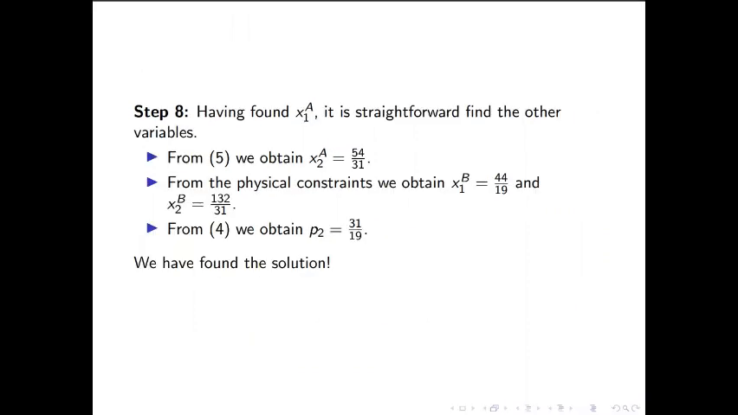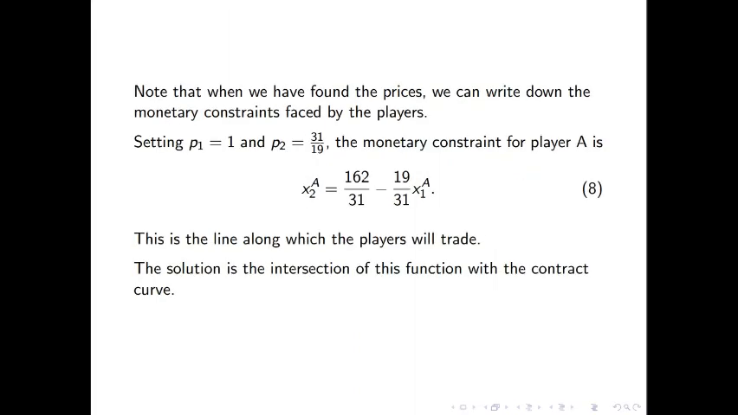Then, having found x1a, it is easy to find the other variables in the model. You just use the equations, which we have already used previously, to find x2a, x1b, and x2b. And from equation 4, we can then find the price of P2. And since P1 is equal to 1 by assumption, we have also found the price ratio. So we're actually done in deriving the solution.